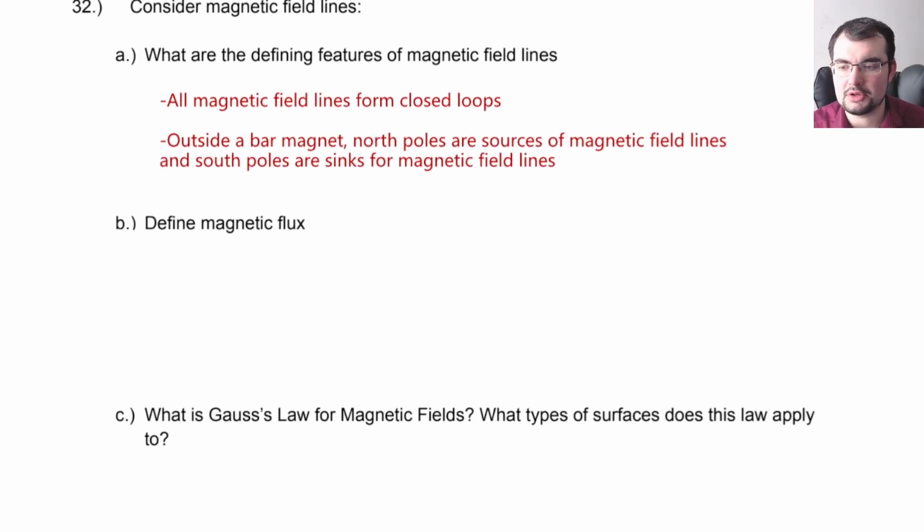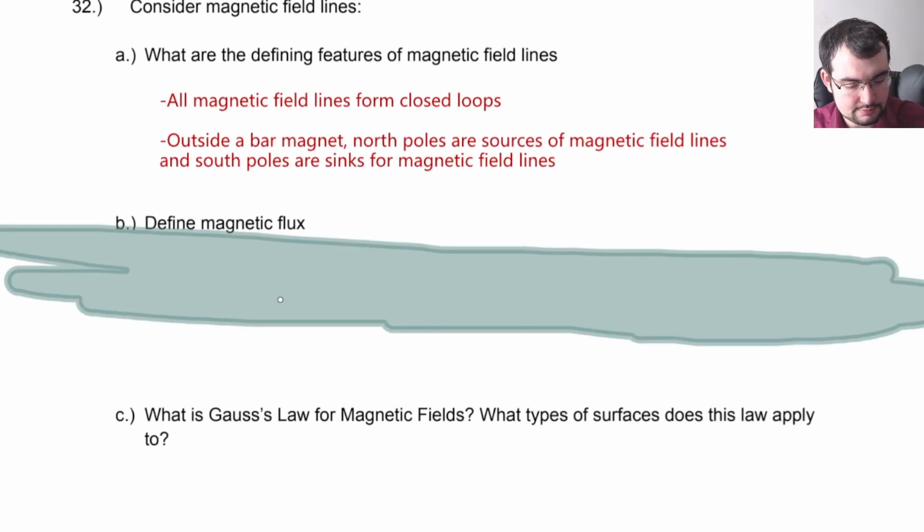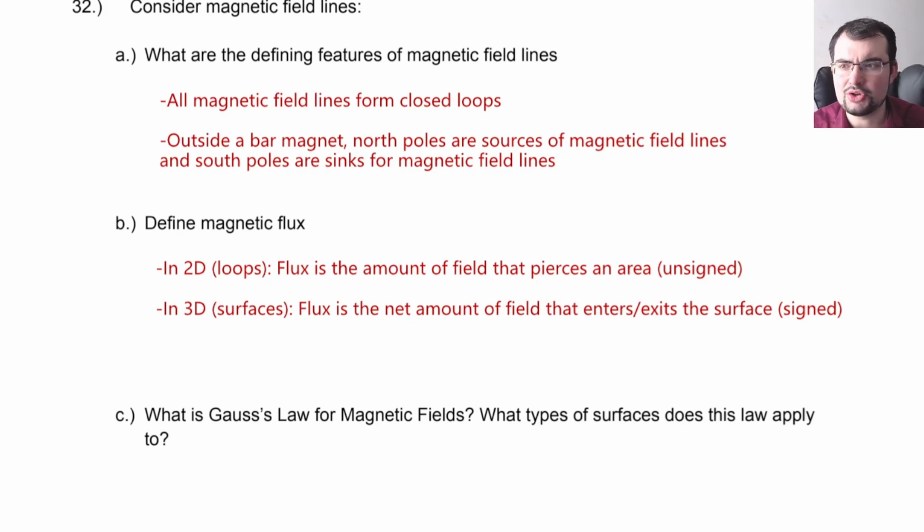What is magnetic flux? This is our first use of flux in this course. We say that flux, if you have a 2D surface like a loop, is the amount of field that pierces an area. So we define flux through a surface as B perpendicular times A, if the field is constant, where B perpendicular is the part of the field actually piercing the loop or the surface. In 3D, we interpret flux more like a flow rate because there's a clearly defined in and out if you have a 3D shape versus a 2D one.